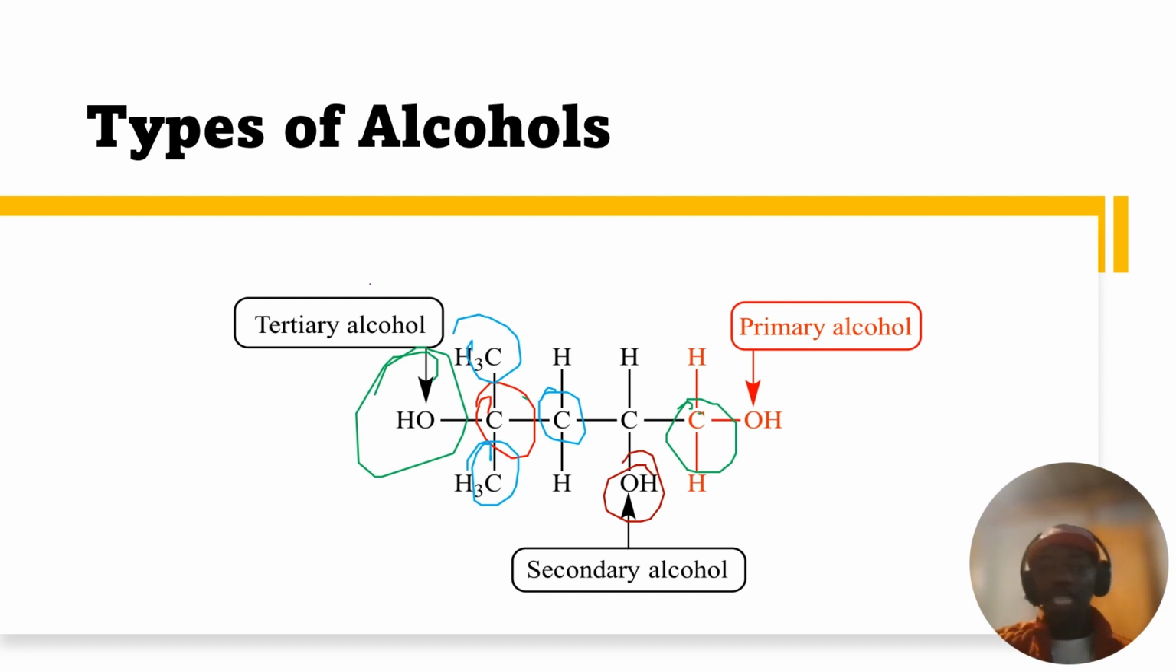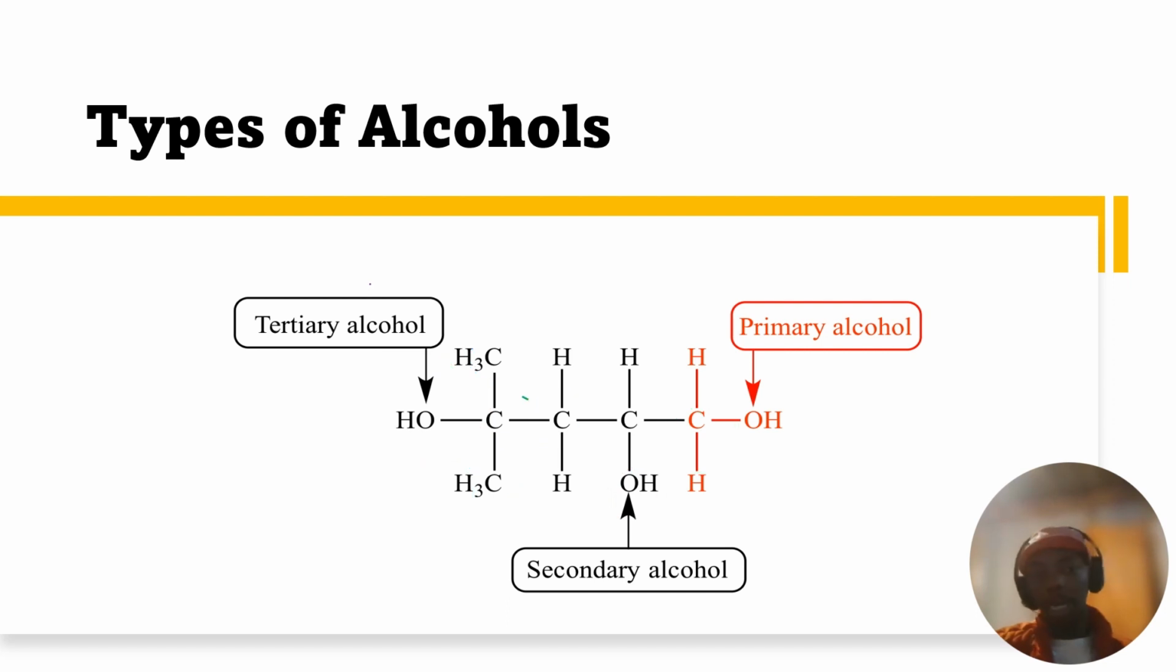And it's called the what? A secondary alcohol, right? And then we have a primary alcohol, guys. We have a primary alcohol. And the primary alcohol is an alcohol that has what? That is attached to a carbon atom that is attached to one other carbon atom, right?